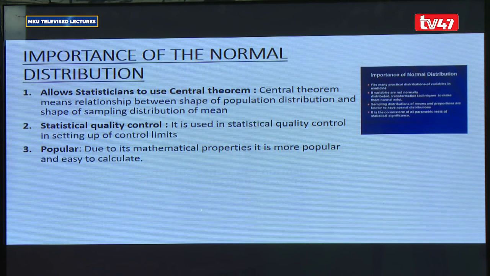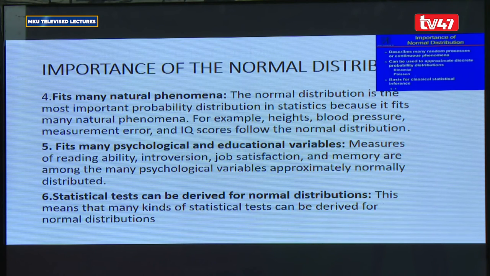So what is the importance? Why are we dealing with the shapes of distribution, and what is the importance of the normal distribution curve? One, it allows statisticians to use the central measures to measure the relationship of the various variables. It also puts in check statistically the control of the variables and the relationship between each of the variables. It is also popularly used in all the disciplines of study, and therefore it is commonly understood by all the disciplines that deal with statistics.